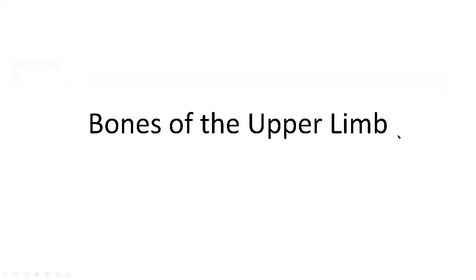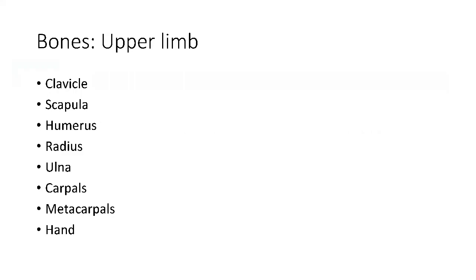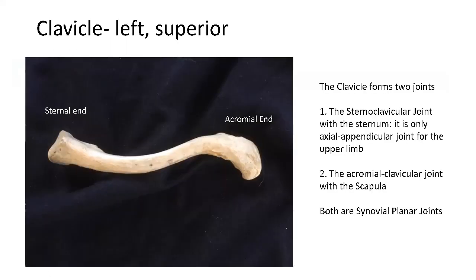This lecture will be on the bones of the upper limb. We're going to look at the appendicular skeleton of the upper limb, and we're going to start with just a list of the bones. The bones of the upper limb include the clavicle, scapula, the humerus, the radius, the ulna. And then in the hand, you have the carpals, the metacarpals, and the fingers, the phalanges of the hand. So we're going to start with the clavicle.